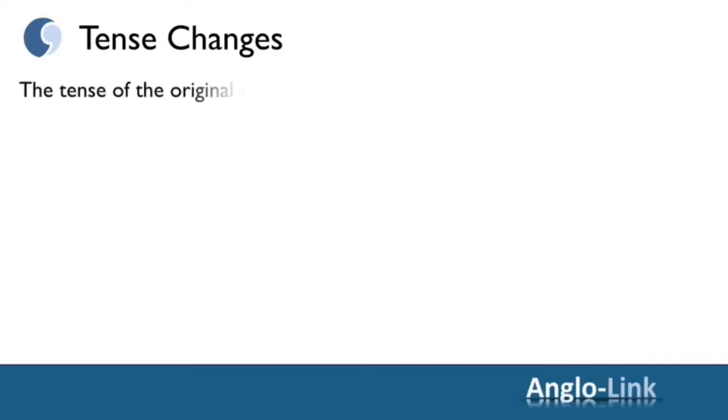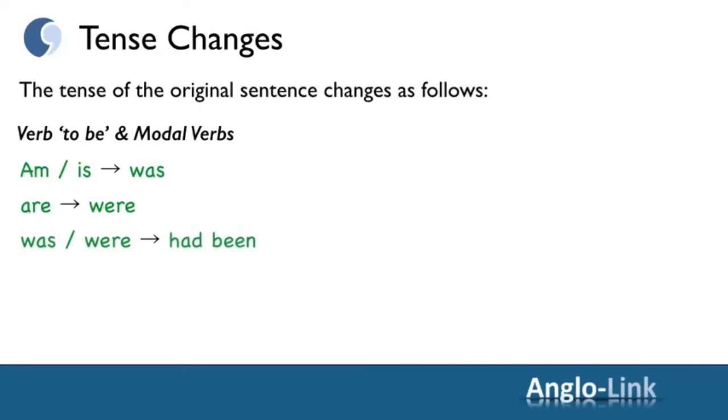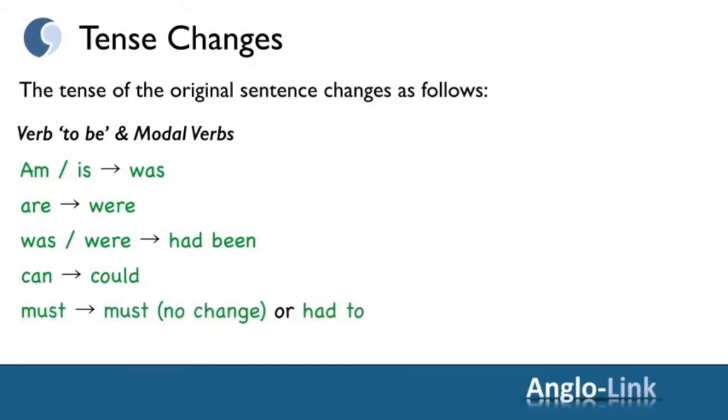Then, talking about tense changes. The tense of the original sentence changes in reported speech in the following ways we want to look at, especially when we are talking about verb to be and modal verbs. So, am or is we change to was. Are we change to were. Was and were we change to had been. Okay? Can simply changes to could. Must can remain as must. No need for a change.